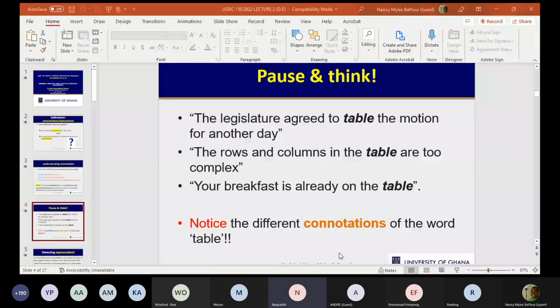The legislature agreed to table the motion another day. The rows and columns in the table are too complex. Very good. Thank you very much. I'll continue with Miss Na.